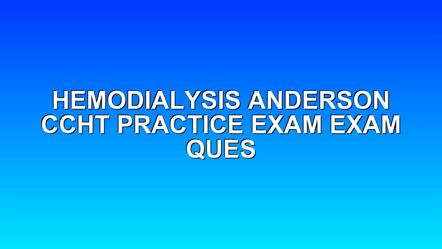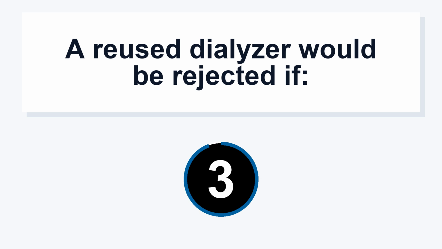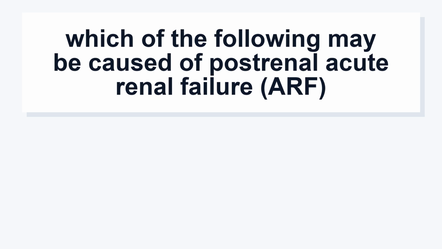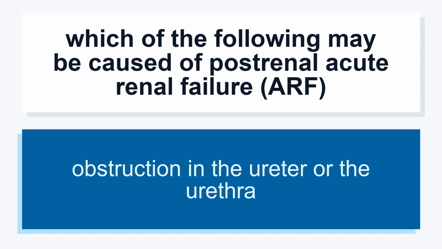Hemodialysis Anderson CCHT practice exam case. A reused dialyzer would be rejected if visual inspection reveals a few clotted fibers. Which of the following may be a cause of postrenal acute renal failure, ARF? Obstruction in the ureter or the urethra.